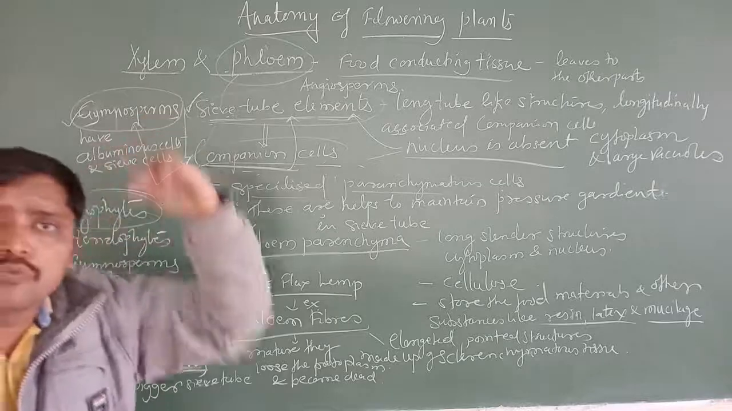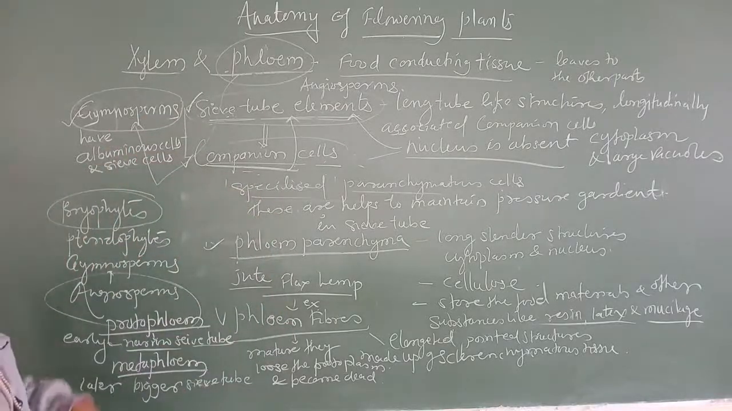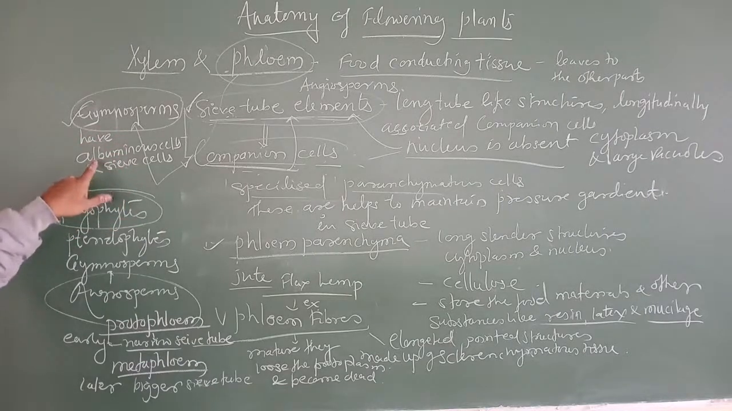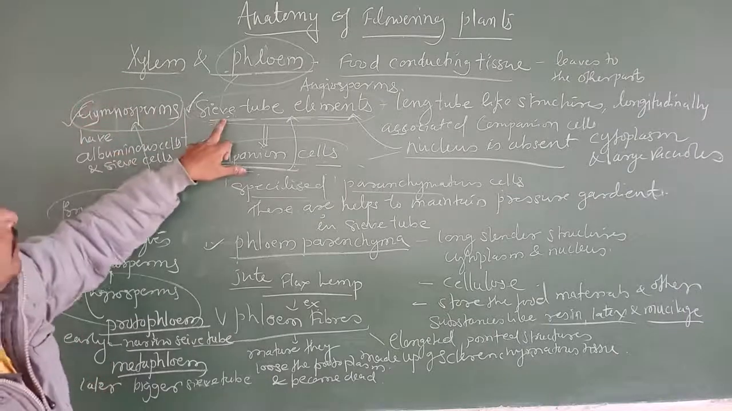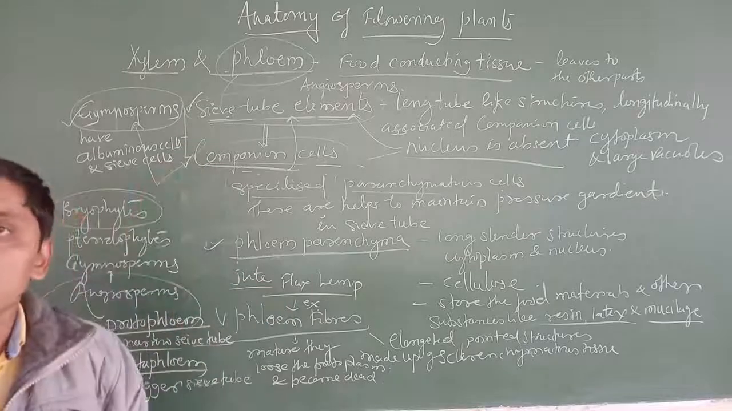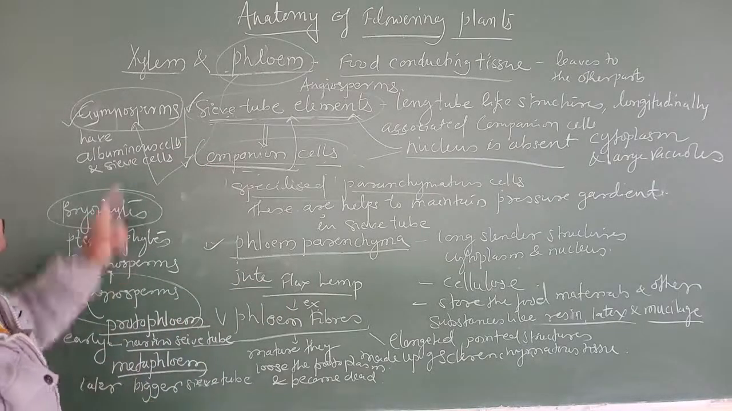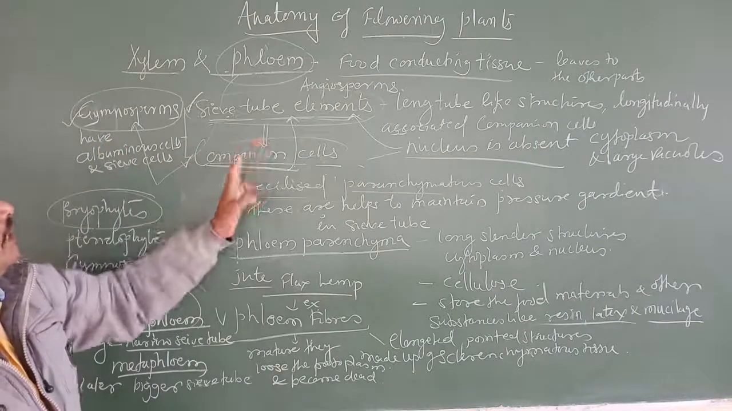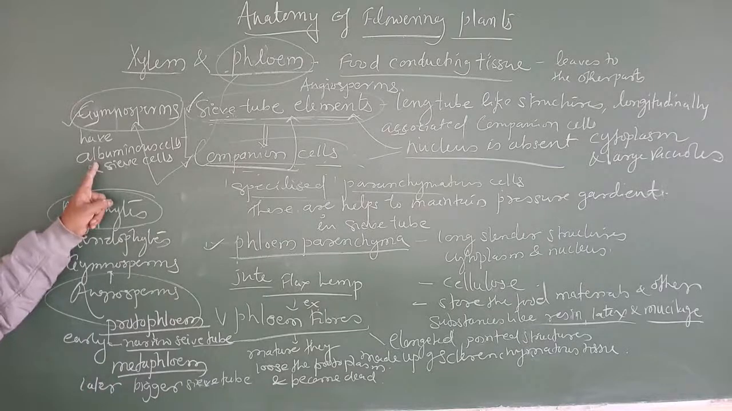But when we go to the lower plants, in the sense gymnosperms, in gymnosperms we get albuminous cells and sieve cells. But in gymnosperms, the sieve tube elements and companion cells are absent in the phloem. So I hope it's clear. In the phloem of the gymnosperms, the sieve tube elements and companion cells are absent. There we find albuminous cells and sieve cells only.